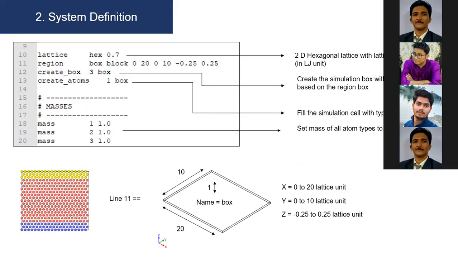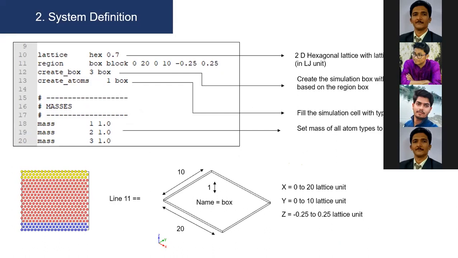Okay. So the next part, the second part, is the system definition. What I said earlier, system definition, what it does is it defines the simulation box and creates all the molecules in the simulation. So I'm mainly defining the total system here, right?